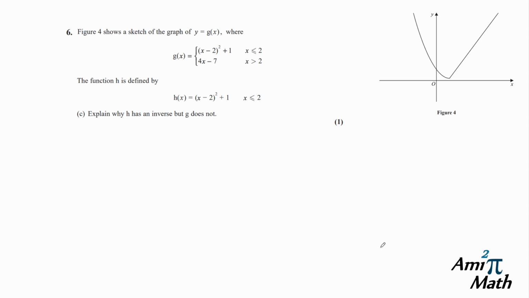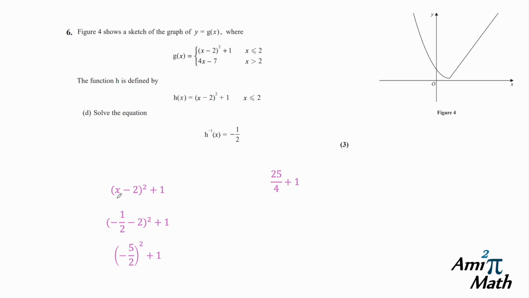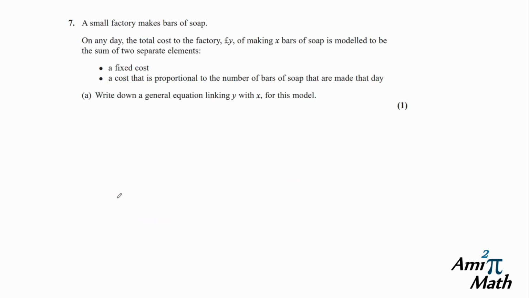Okay, explain why h has an inverse but g does not. h is a 1-to-1 function, whereas g is a many-to-1 function, so you can basically work out the inverse. And now it's saying to work out h inverse of x equals minus half. So this is our equation for h, and we can just put minus half into the equation where obviously x is equal to minus half, which gives you 25 over 4 plus 1, which gives 29 over 4.